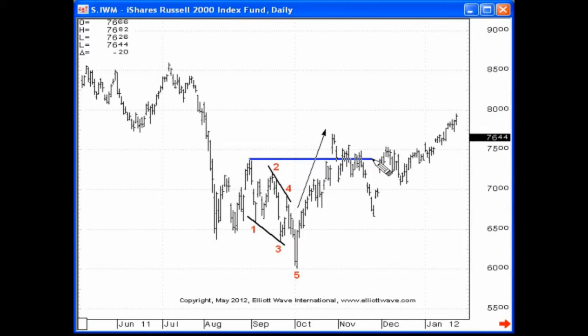Again, it's a very easy pattern to identify, and the reason is because it has that distinct rising wedge, or in this case declining wedge shape, and that's caused by the trend lines that converge whenever you draw a trend line connecting the extremes of waves 2 and 4 and also waves 1 and 3.